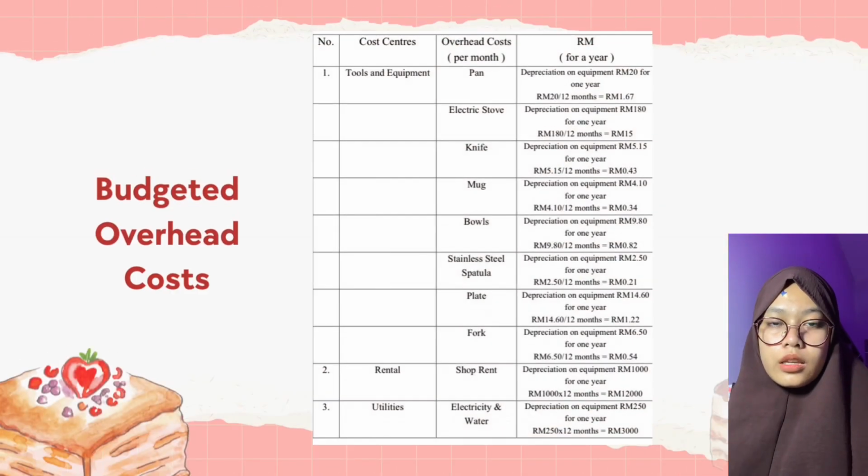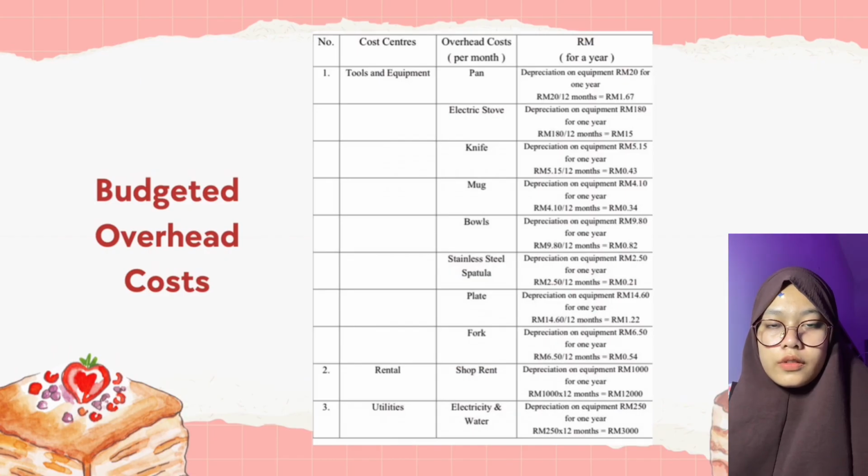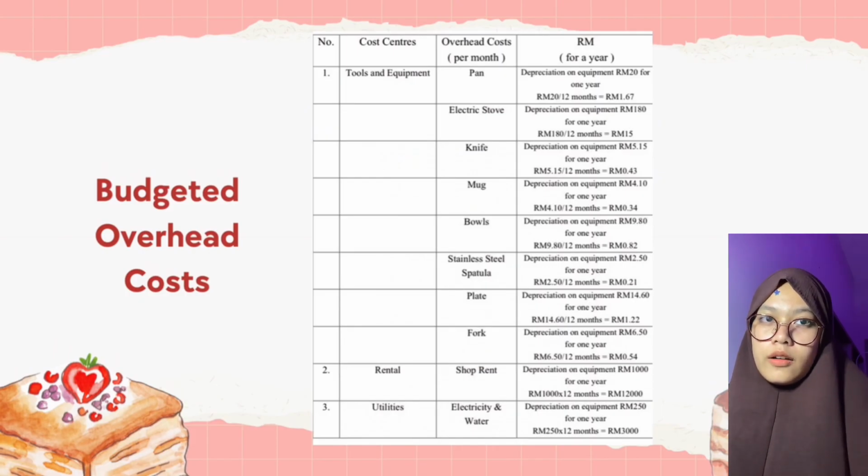For the budgeted overhead cost, first we have tools and equipment, which are pan, electric stove, knife, mug, bowls, stainless steel spatula, plate, and fork. Next, the second one is rental, which is shop rent, and last is utilities, which is electricity and water.